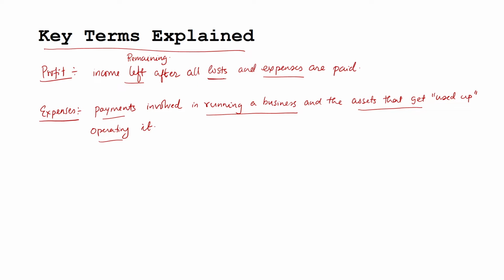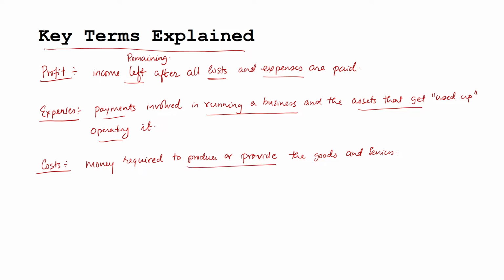Then the third term that we learn now is costs. What are costs? Costs are the money required to produce or provide the goods and services. So, the profit is what remains after all costs and expenses are paid out.